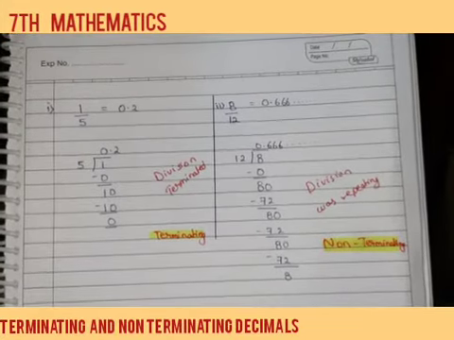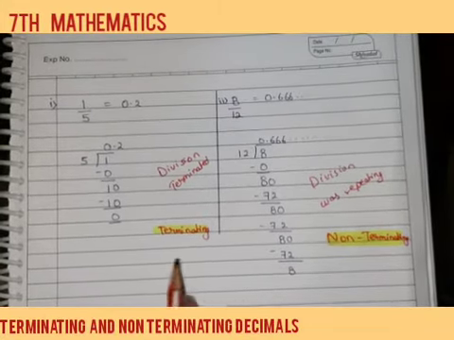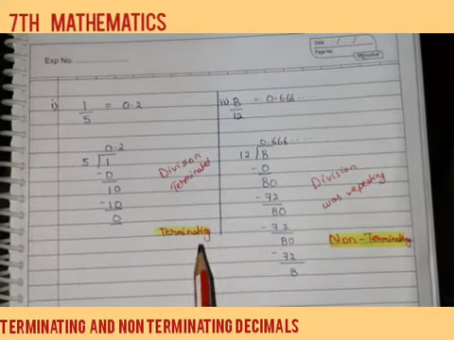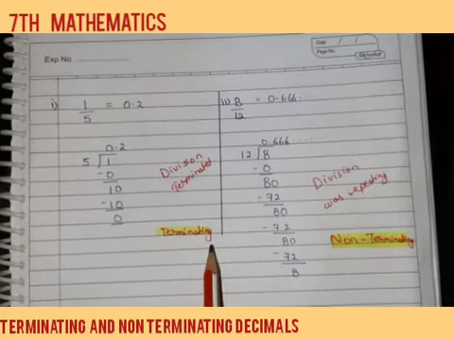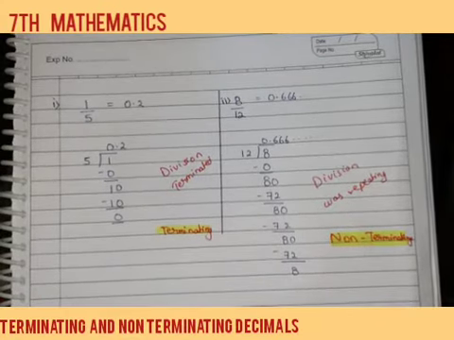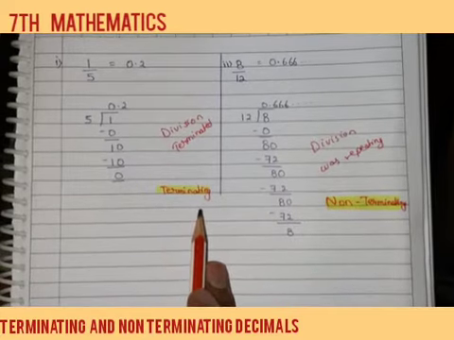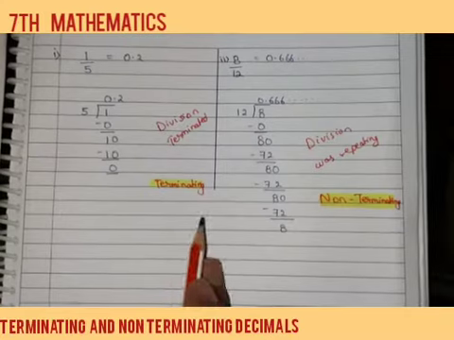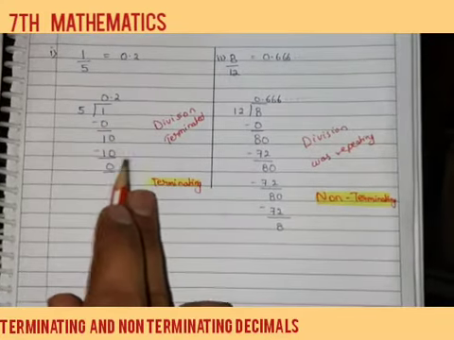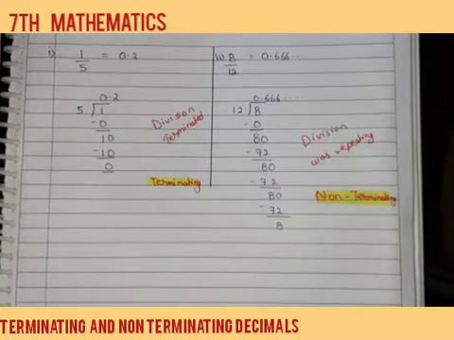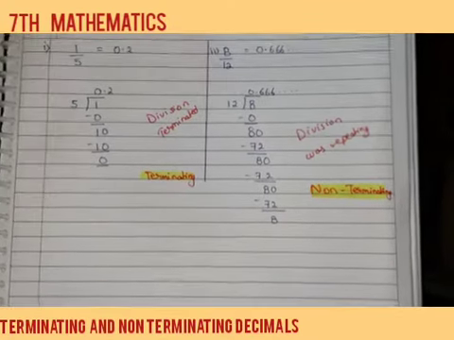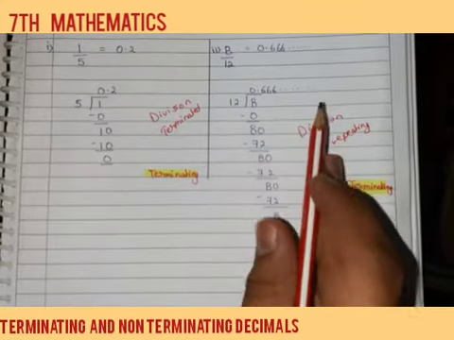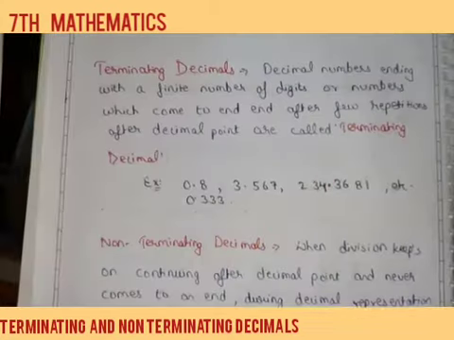With this, we come to know that while representing rational numbers as decimals, we come across two types of decimals. The first is terminating and the second one is non-terminating. Terminating decimals are those which end with a finite value or numbers which come to an end after a finite division, whereas non-terminating decimals are those where the division keeps on going or continuing even after the decimal point and does not come to an end.